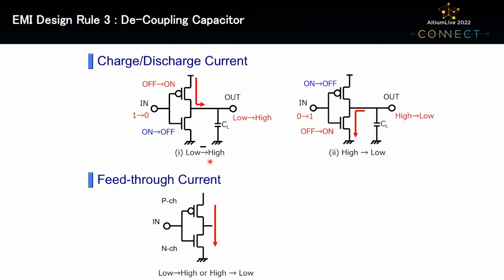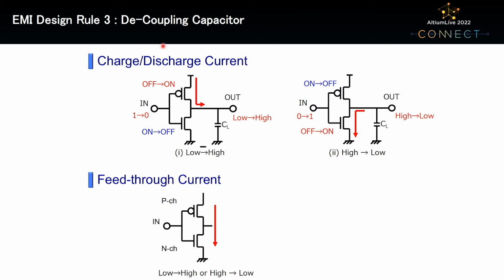First, I will explain the noise flowing from the IC to the power and ground. There are two types of high-frequency current which flows into the power and ground of IC. The first type is the charge-discharge current, the current flowing through the signal trace.